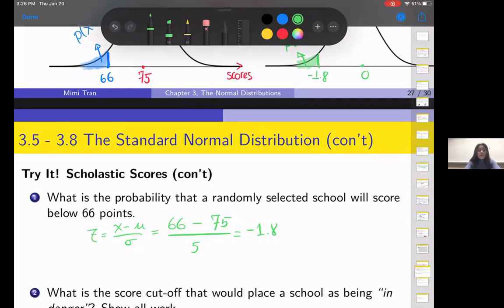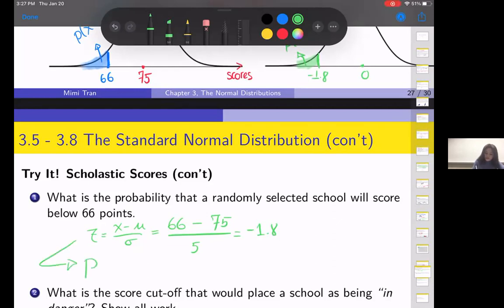I'm going to use R. I'll show you how to use R later. 66, mean equals 75, sd equals 5. True, lower tail is true. I got point.